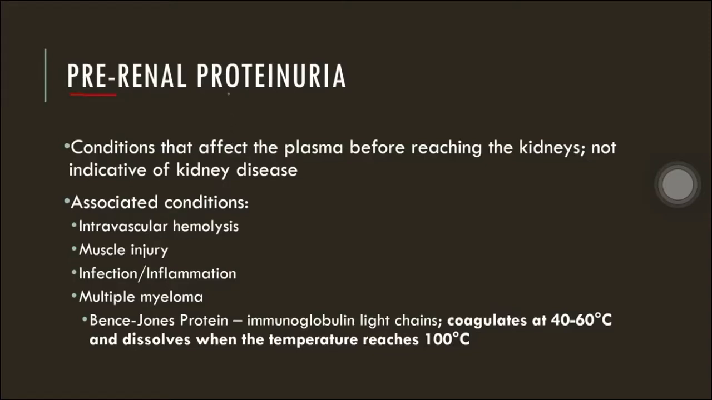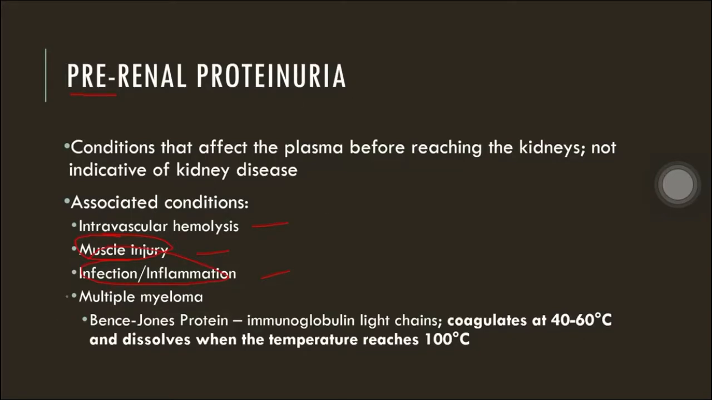Pre-renal proteinuria is usually transient. The results may be positive because of the presence of low molecular weight proteins such as hemoglobin, myoglobin, or acute phase reactants. Sa ba elevated yung mga substances na yon: hemoglobin is elevated in intravascular hemolysis, myoglobin is elevated in muscle injury, and acute phase reactants are elevated in infection and inflammation. Those are low molecular weight proteins that may cause pre-renal proteinuria.